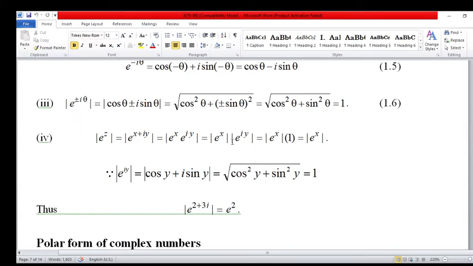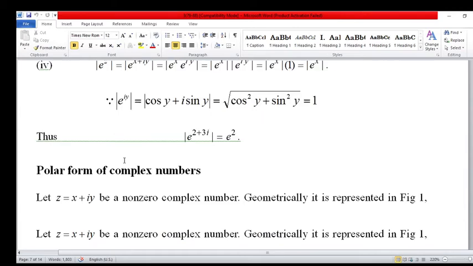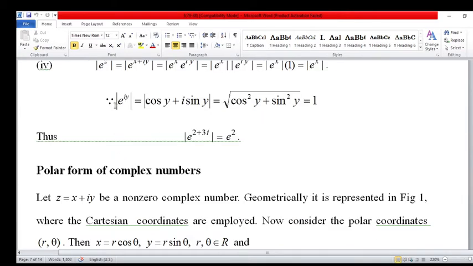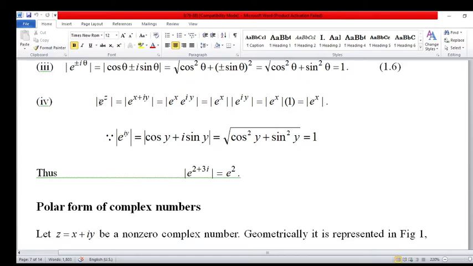And why is mod e raised to the power iy equal to 1? Look here. Since e raised to the power iy, iy means complex number, the value of e raised to the power i theta is equal to cos y plus i sin y, and then their absolute value under root cos square y plus sin square y is equal to 1. Therefore this part will be 1, and we obtain mod e raised to the power z is equal to e raised to the power x.